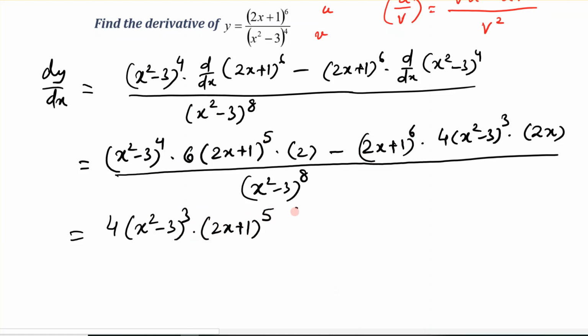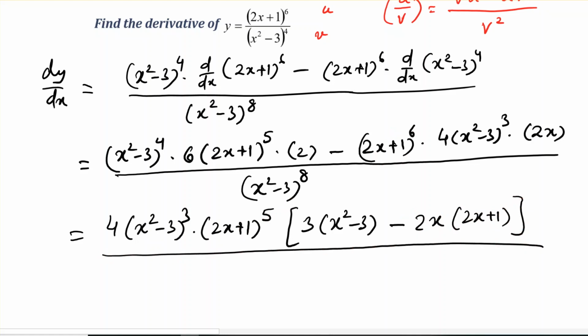So inside we are left with, in the first term we need to make 12, so we are left with a 3, and we need to make x square minus 3 raised to power 4, so we are left with 1 copy of x square minus 3. And then we have minus in between, and we need a 2x, and we need another copy of 2x plus 1, so that overall we have 6 copies. All right, so that is our common factor. Over x square minus 3 raised to power 8.